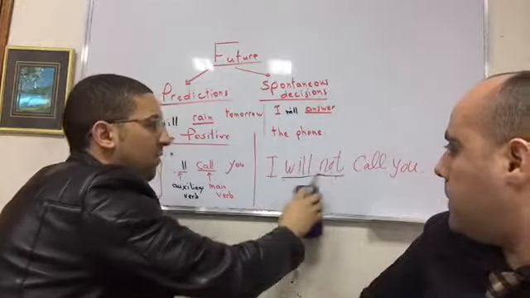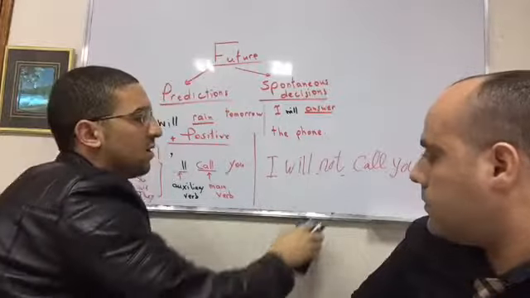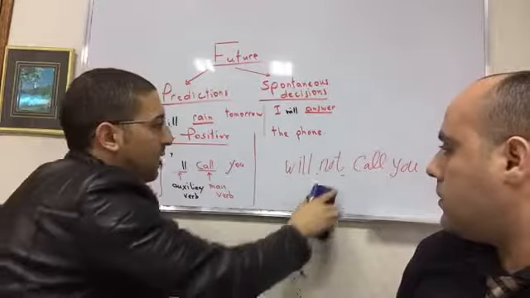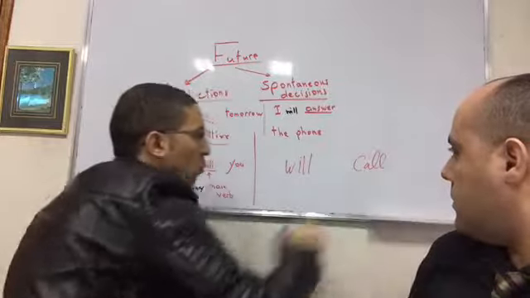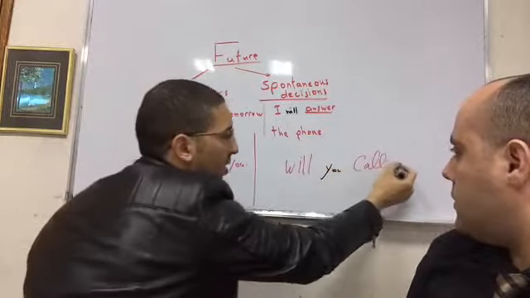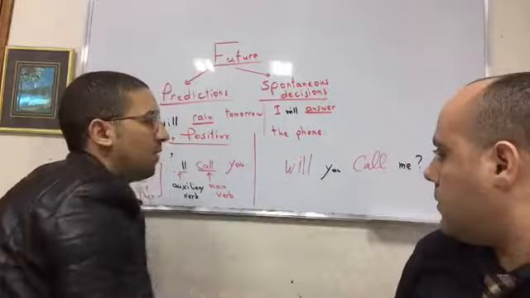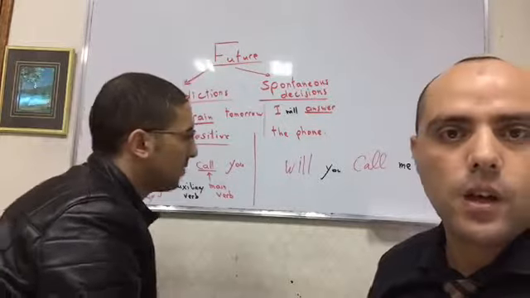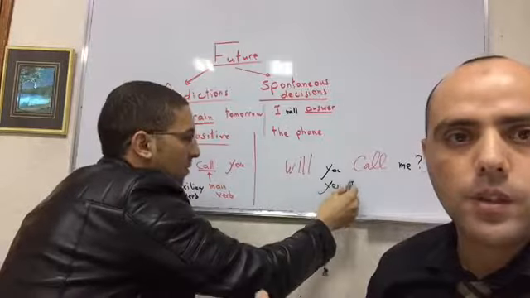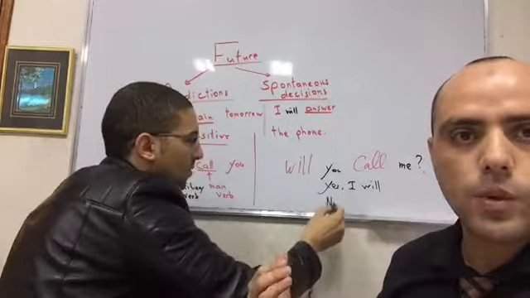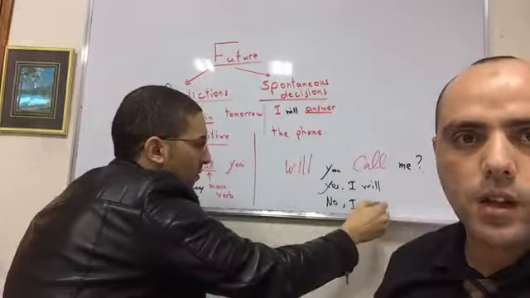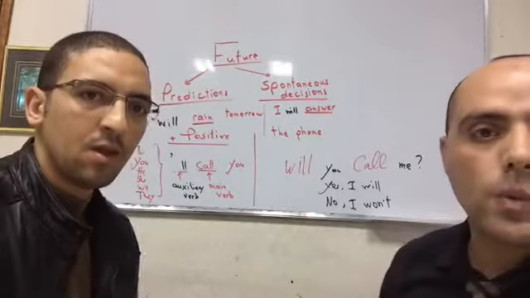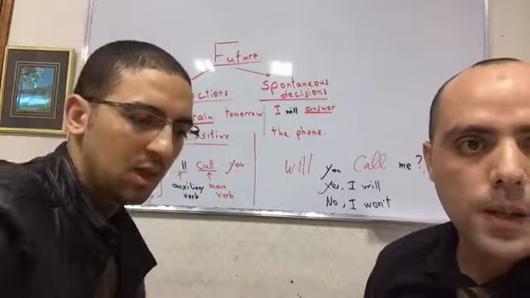For example, if I want to ask a question, I start the question with the auxiliary verb will. For example, I'm asking Mr. Majid, "Will you call me?" This is a yes or no question. So I'm going to say either yes or no. If I answer with yes, I'm going to give a positive sentence, as you can see on the board: "Yes, I will," which is a short answer. And if it's negative, I'm just going to say "No, I won't" or "No, I will not."